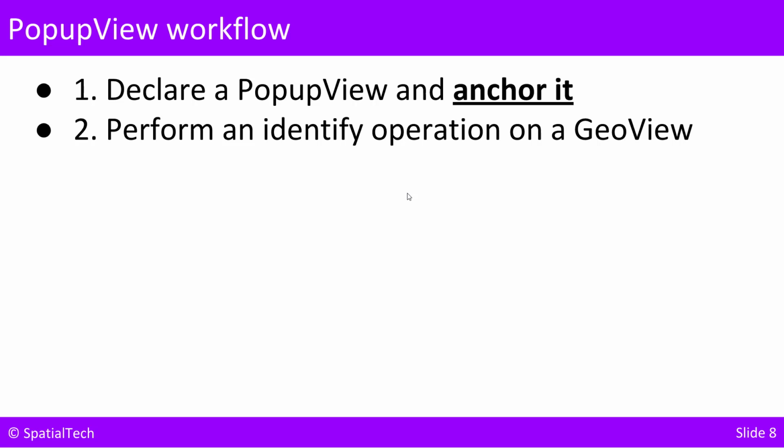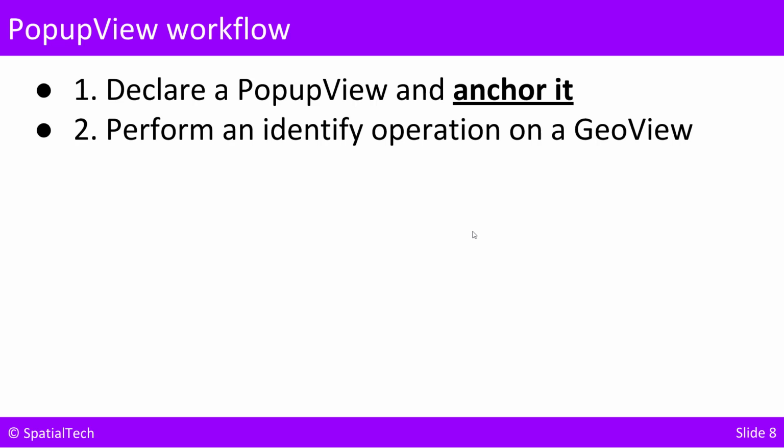And then we actually have to do an identify against, conceptually, a map, but it will be applied to a layer within the map. So we're going to perform an identify on this thing called a GeoView, and we'll get into what a GeoView is shortly. But it's a generic thing. It's any type of map view or scene view. So we're going to do an identify operation.